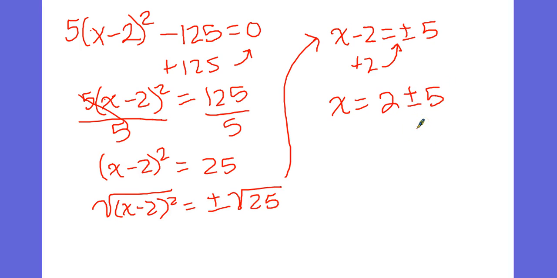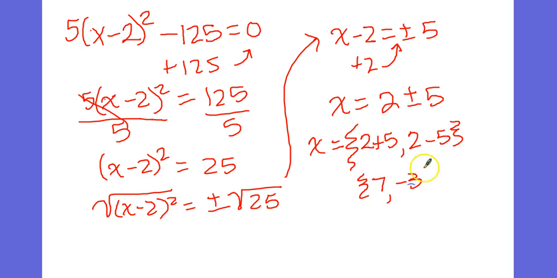And when we get this situation, we're going to get two answers that don't look the same. So we're going to go x is equal to 2 plus 5 and 2 minus 5. And then, of course, we'll simplify that to 7 and negative 3. Sometimes you got to finish it out because you can combine them. They're like terms. Do you have questions before we move on to the last one?